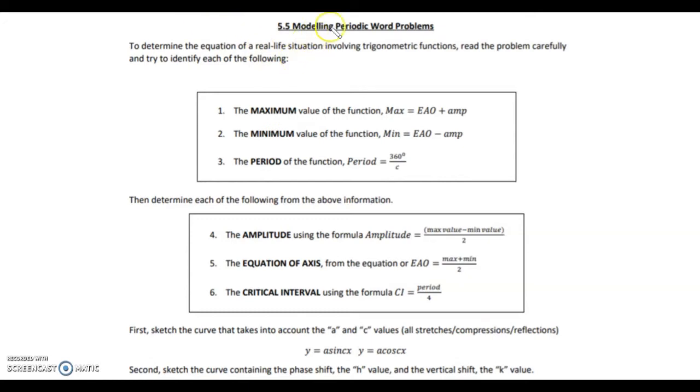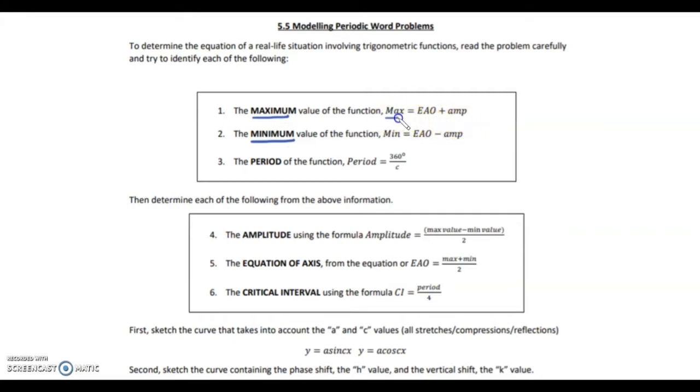Okay, 5.5, modeling periodic word problems. So to determine the equation of a real-life situation involving trigonometric functions, read the problem carefully and try to identify each of the following. Okay, so when we're reading word problems, try to identify the maximum and the minimum. With the max and the min values, we're able to calculate the equation of axis and amplitude.